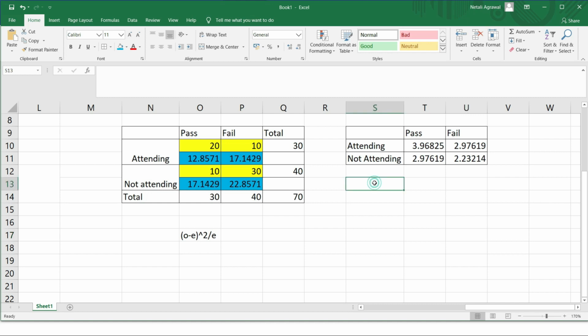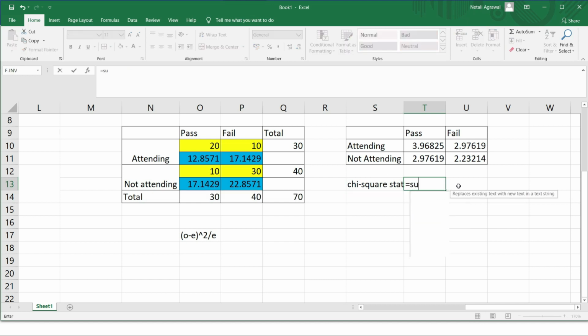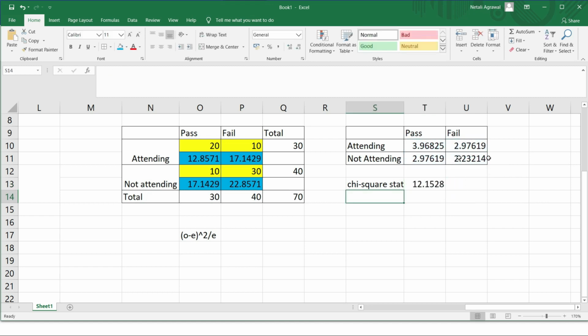Now what is the chi-square statistic? As we have t statistic, z statistic, f statistic, similarly you have chi-square statistic, and that statistic value is the summation of all of this. It is the sum of all the values that you have calculated with this formula. So this is your chi-square statistic. It is coming as 12.1528.